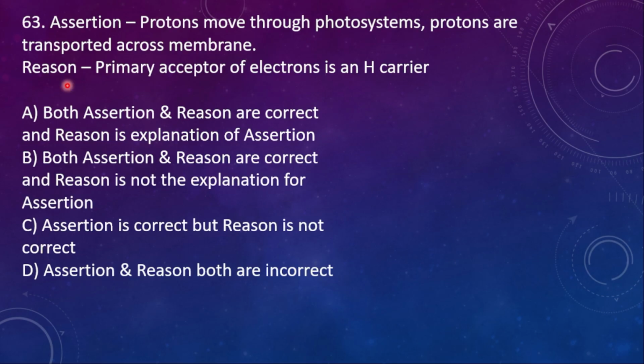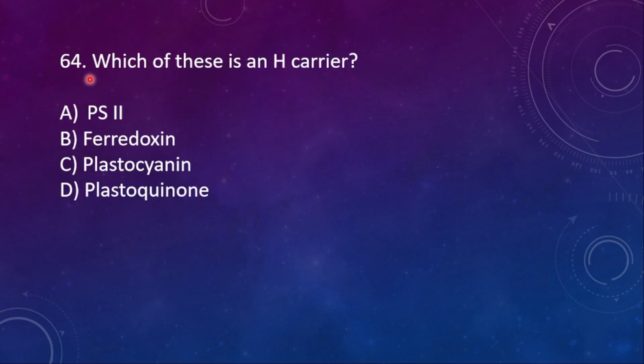Next one, assertion and reason type of question. 63, assertion: protons move through photosystem, protons are transported across membrane. Reason: primary acceptor of electron is a hydrogen carrier. So option A, option B, option C, option D. Here the right option is option A. Both are correct and the explanation is also correct.